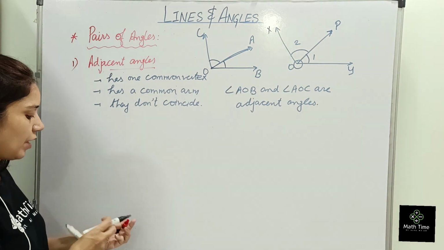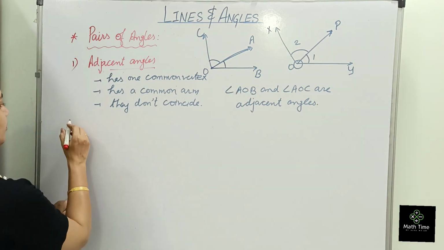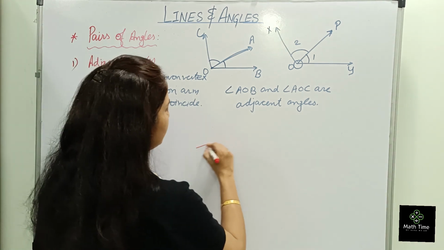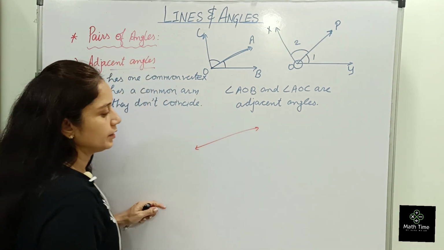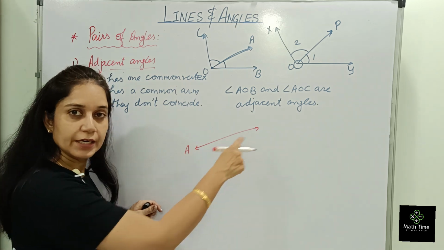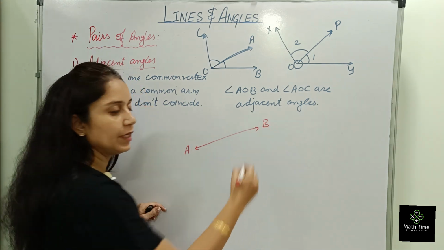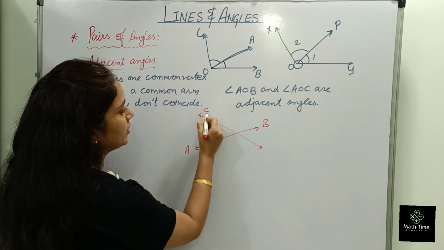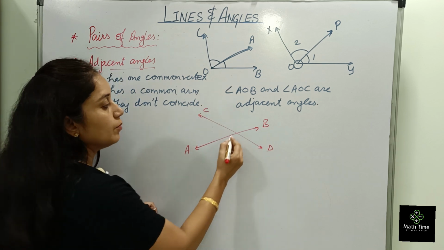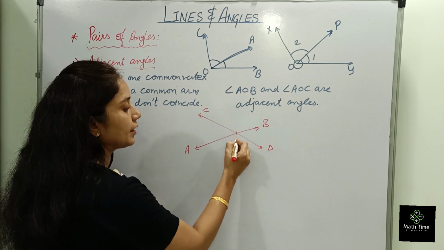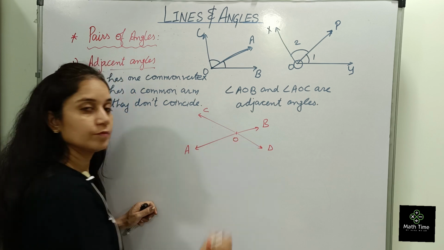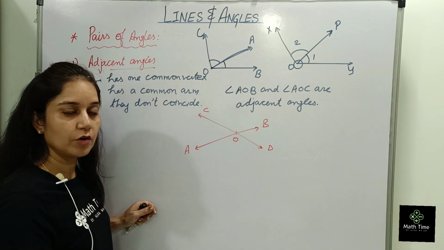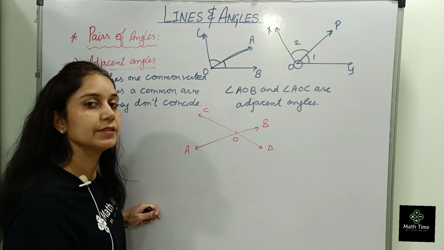Now next type of angles we have is, first you see the figure. This is a line, both the side arrow, so this is a line. Let us name it AB. Second line, let us name it CD. Both the lines are intersecting at point O. So two lines intersecting at a point, first of all we call them intersecting lines, we know this.